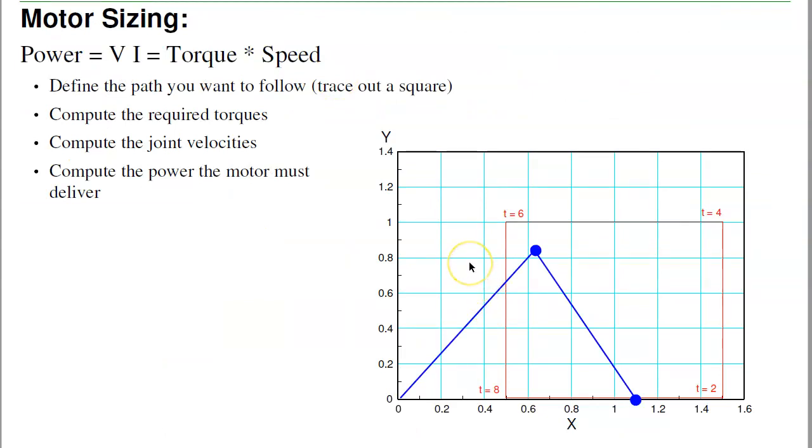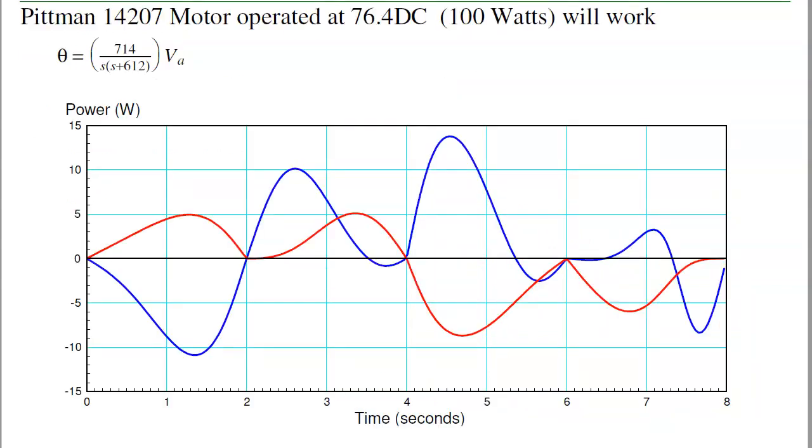Power is just torque times speed. So I can tell you what the torque is at any given point. Repeating that for tracing out the square, I calculated the torque at each joint. The blue line is the torque on the first motor. Red line is the torque on the second motor. I need at least a 15-watt motor. So to have a safety margin, I'm just going to pick a 100-watt DC motor. That'll provide enough power to follow this path. That's motor sizing.